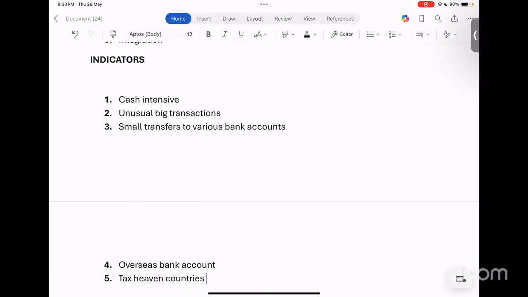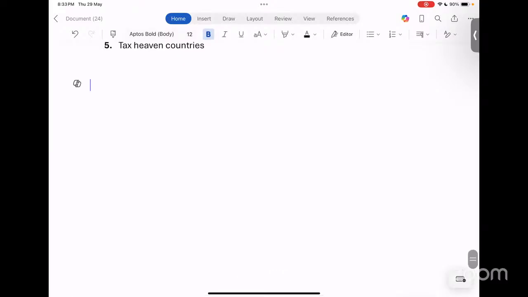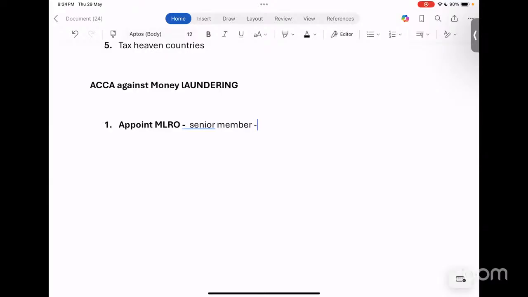If the indicators of laundering exist, you are supposed to take certain measures. What are those measures? You could be asked a direct 5 marker: what does ACCA say against money laundering? What are the policies by ACCA against money laundering? Let us understand. Number one, every company should appoint an MLRO. Who is an MLRO? He's a senior positioned person or senior member who prepares a report.